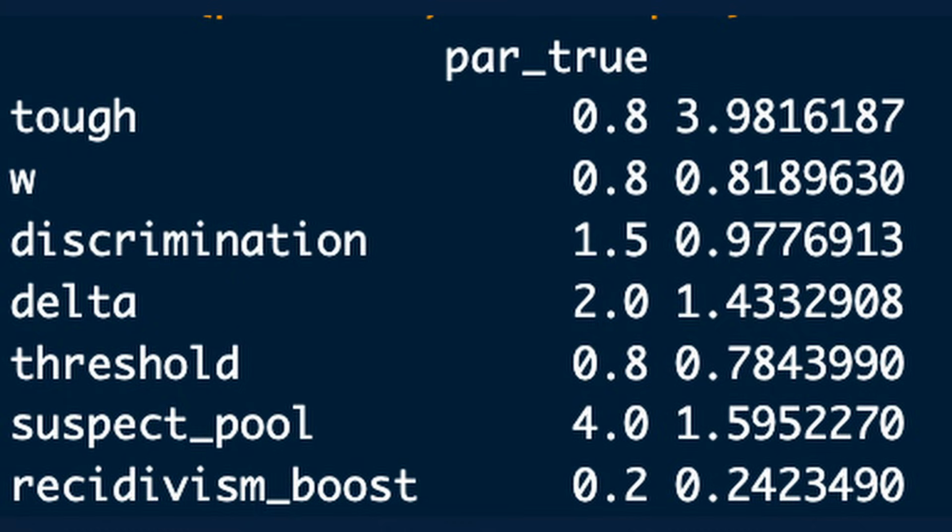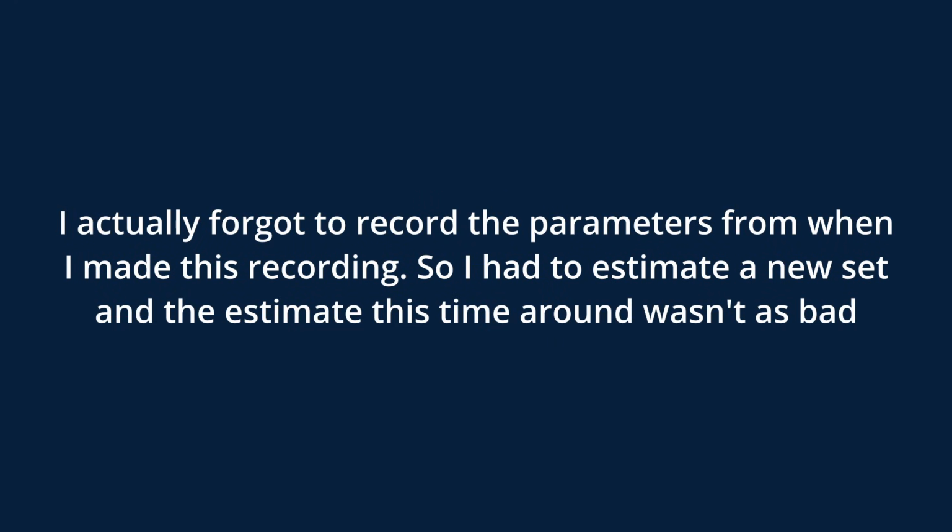And likewise, if we look at discrimination. Discrimination basically indicates how different the criminals and the non-criminals are. For the parameter that generated the model, I set it at 1.5, meaning it has a fairly steep slope, or fairly steep difference between the two groups, but it estimated 0.58. So it may be that those two parameters are able to trade off with one another.